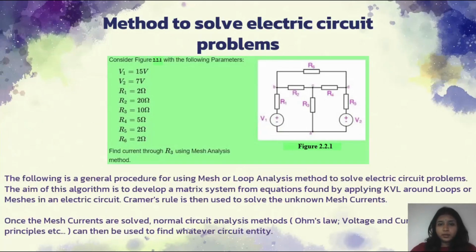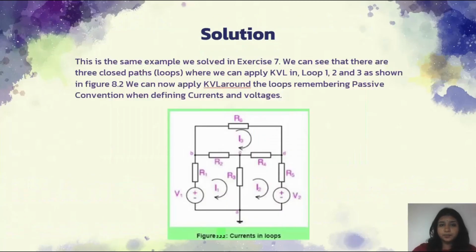This is the method to solve electric circuit problems. The following is a general procedure for using the mesh or loop analysis method to solve electric circuit problems. The aim of the algorithm is to develop a matrix system from equations found by applying KVL around loops or meshes in an electric circuit. Cramer's rule is then used to solve for the unknown mesh currents. Once the mesh currents are solved, normal circuit analysis methods can then be used to find whatever circuit quantity is needed.